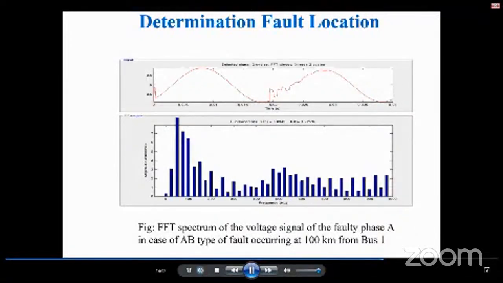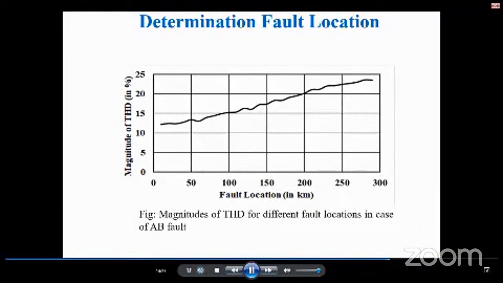Once again we are coming back to the fast Fourier transform here. This is the FFT of the voltage signal of the faulty phase A. This is just an illustration. From this we calculated THD, total harmonic distortion. It was found that the magnitudes of total harmonic distortion for different fault locations were varying, and this is a plot of the different values of THD for different fault locations in case of an AB fault. So now the THD can be used as input features. If they are trained, then we can get the fault location.